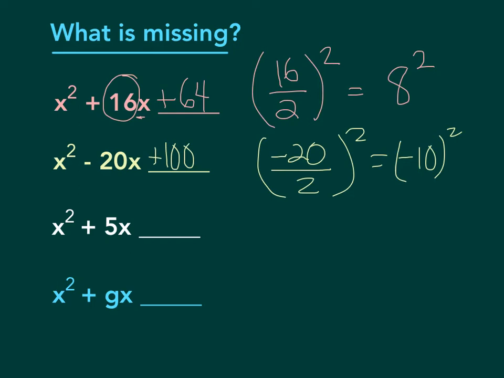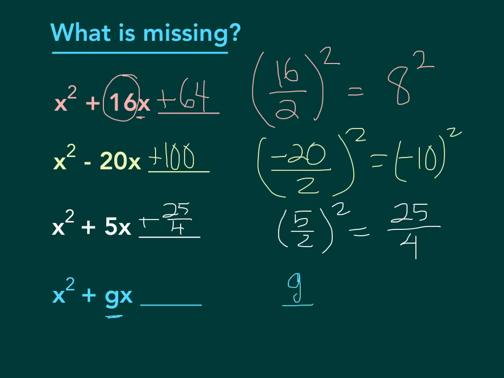Now the third example is a little tricky because 5 over 2 doesn't come out to an even or a whole number. It's a fraction. So I'm actually just going to leave it as 25 over 4, where 25 is 5 squared and 4 is 2 squared. So I can just write it as 25 over 4. Now, in general, what you're going to do is take the coefficient on the x term, so in my last example, a g, divide it by 2 and square it. So the general formula looks like g over 2 all squared.